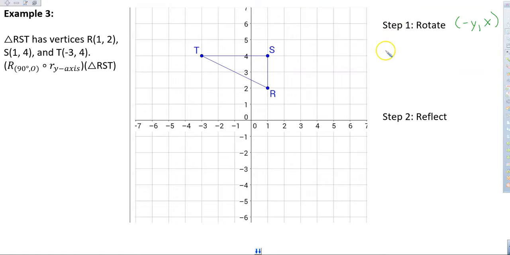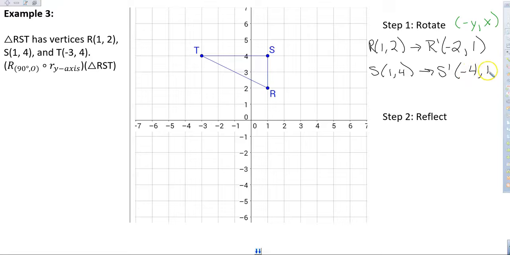All right? So when we look here, my point R, which is at 1, 2, is going to go to R prime, which means bring the y forward, make it negative, and take the x back. S is at 1, 4. So S prime, we're going to bring the y forward, make it negative, and send the x back. And then we have T at negative 3, 4. So T prime is going to be negative 4, negative 3. All right, so let's graph that first.